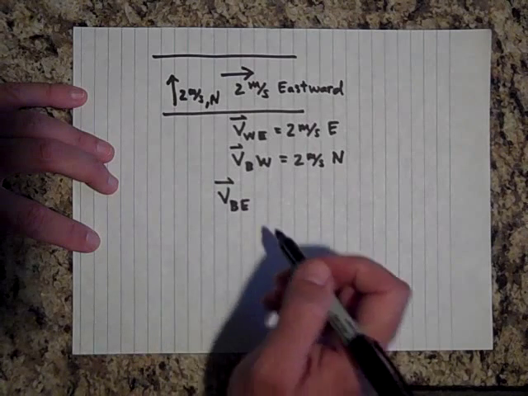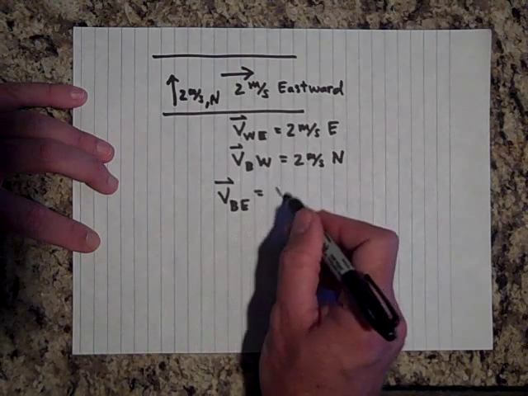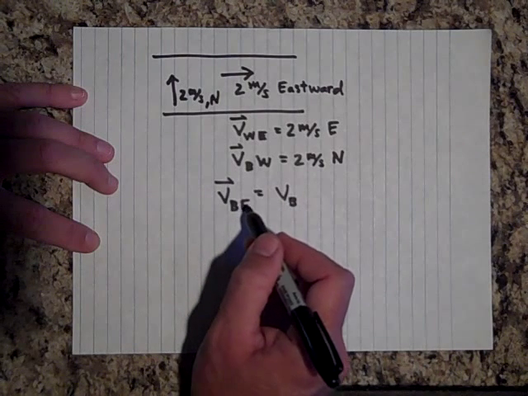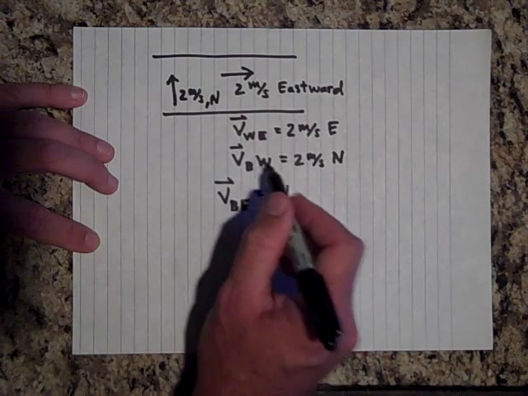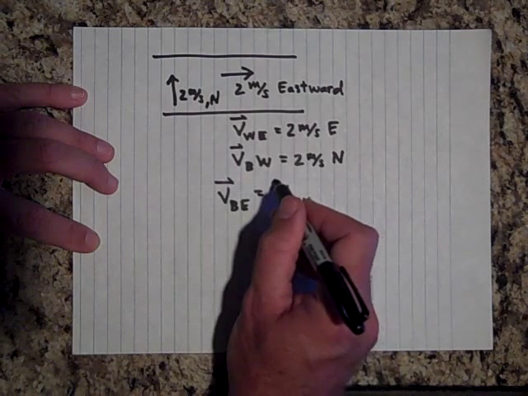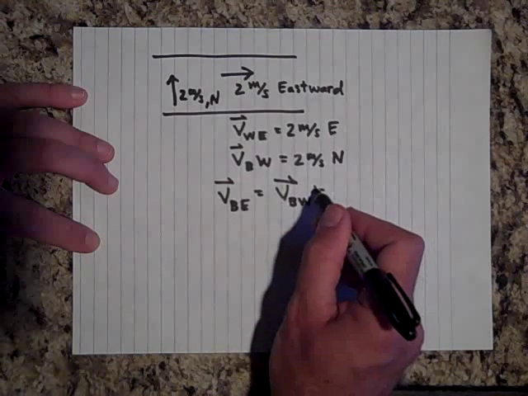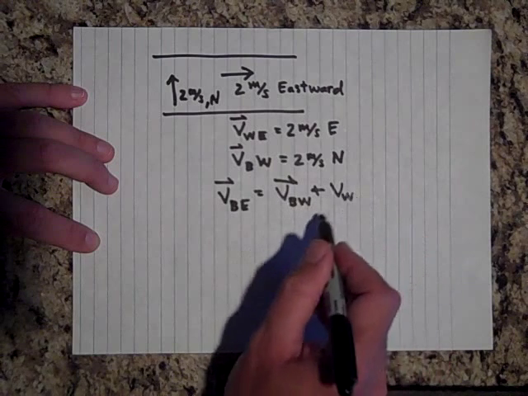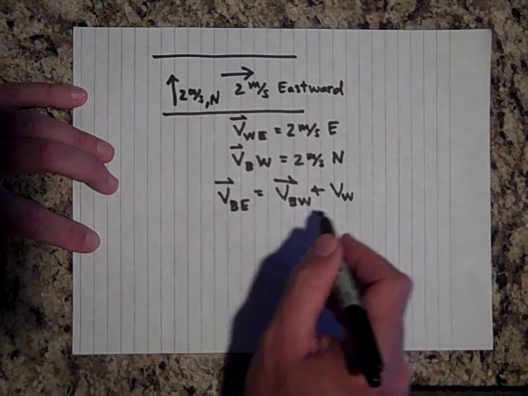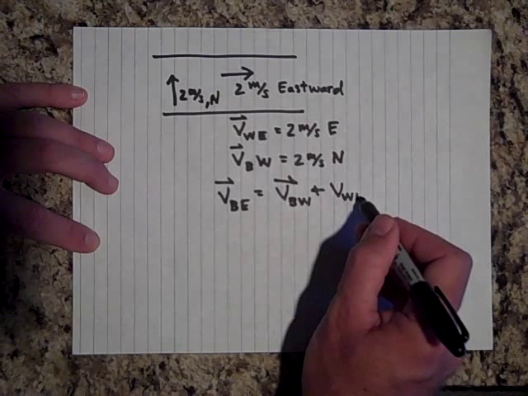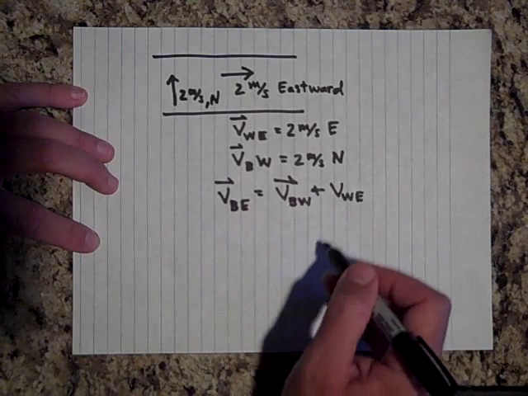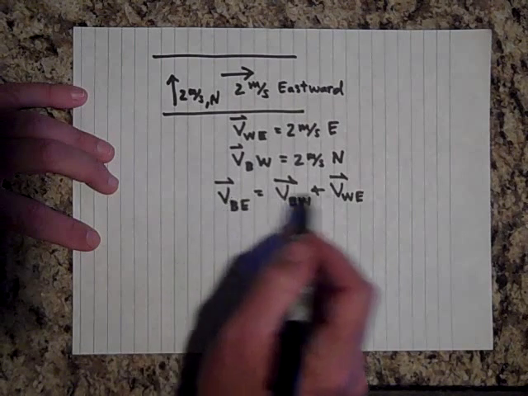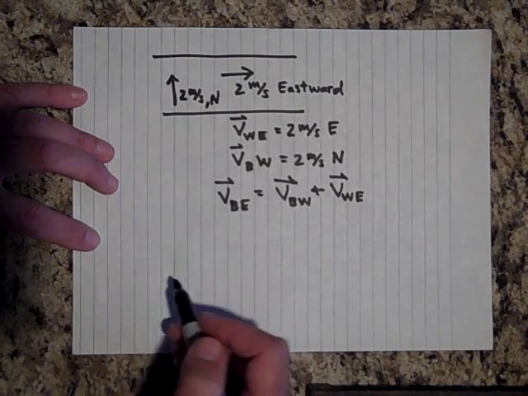Well, the velocity of the boat relative to the earth is, I'll start with B, but I don't know the velocity of the boat relative to the earth, but I do know it relative to the water. So I'm going to do this, plus the velocity. Now I want to start with water, and since I ended with water, I'm going to go to the water relative to the earth. Well, there you have it. That's going to get me my velocity of the boat relative to the earth.